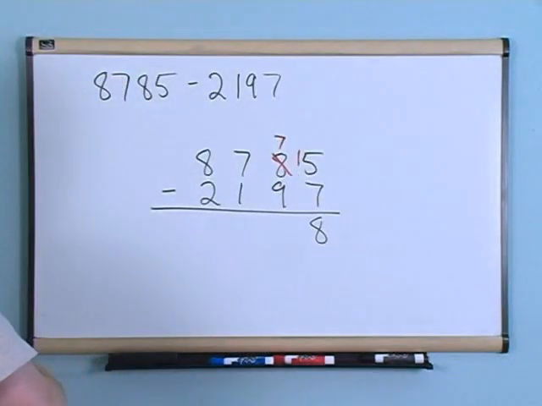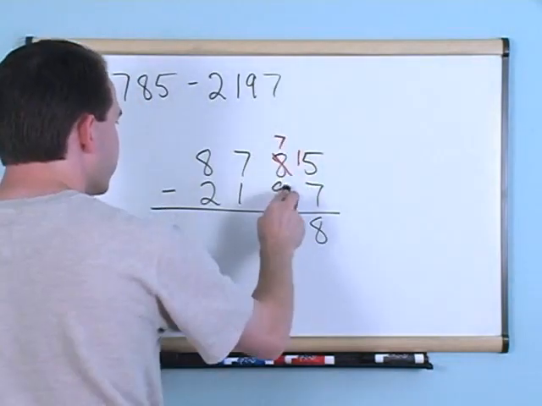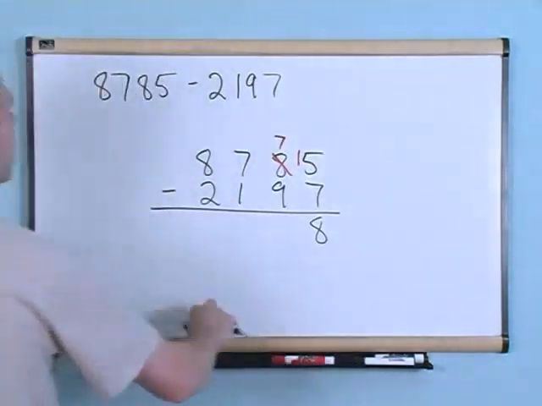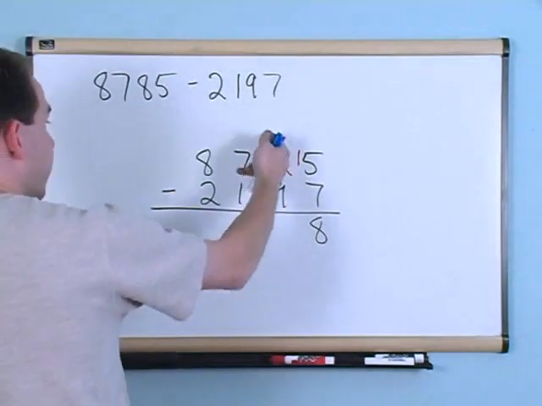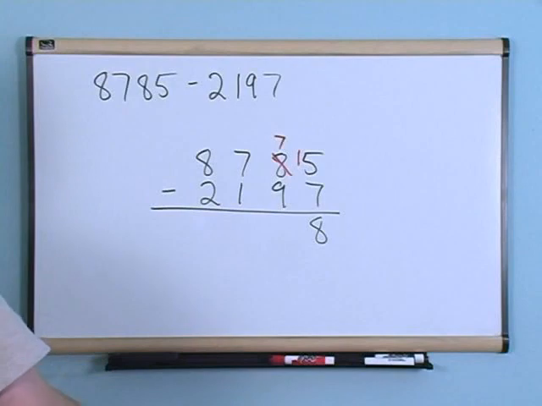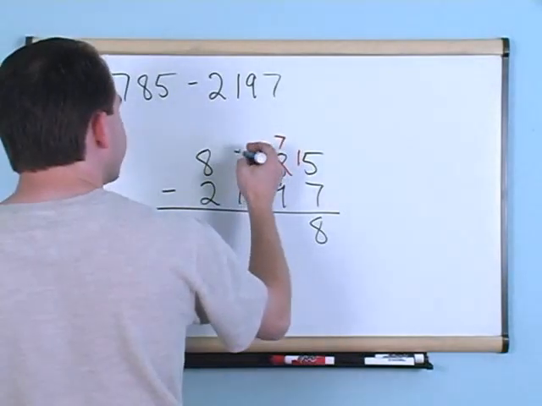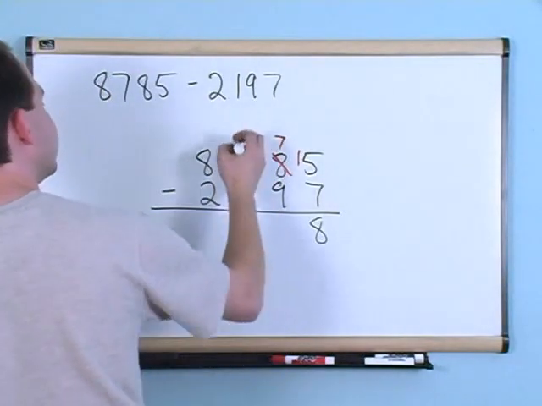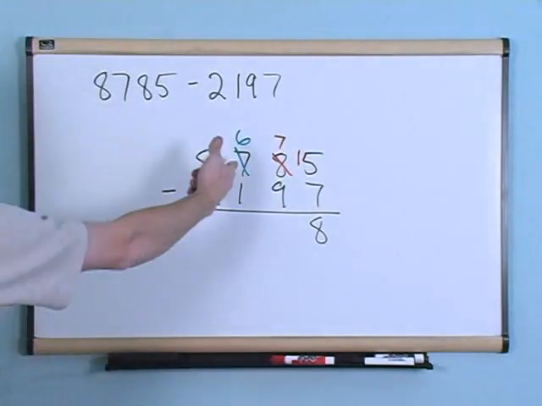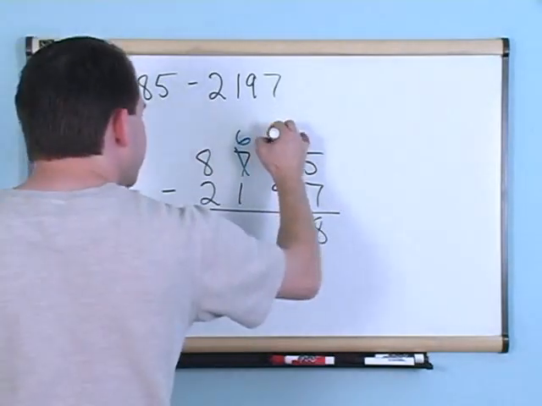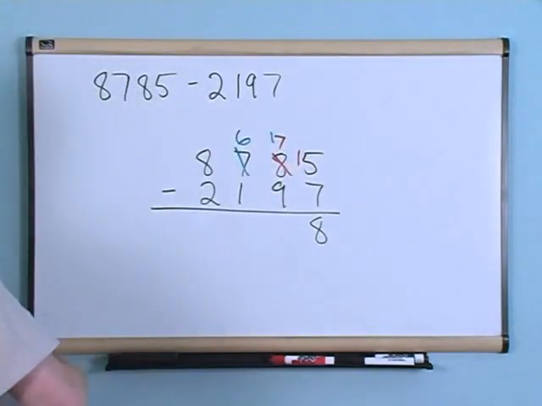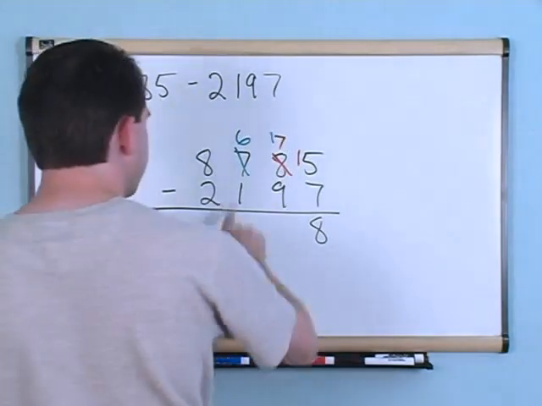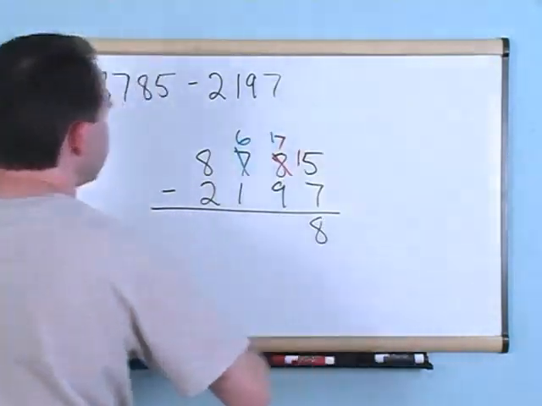Now that's obviously a problem for the same reason. I got a smaller number on top than the bottom, so I've got to borrow so I can make this bigger. Okay? So where am I going to get the money from? I'm going to get it from the bank. I'm going to make this 7 a 6, and the 1 that I took away from that 7, I'm going to give to this guy, making him a 17.